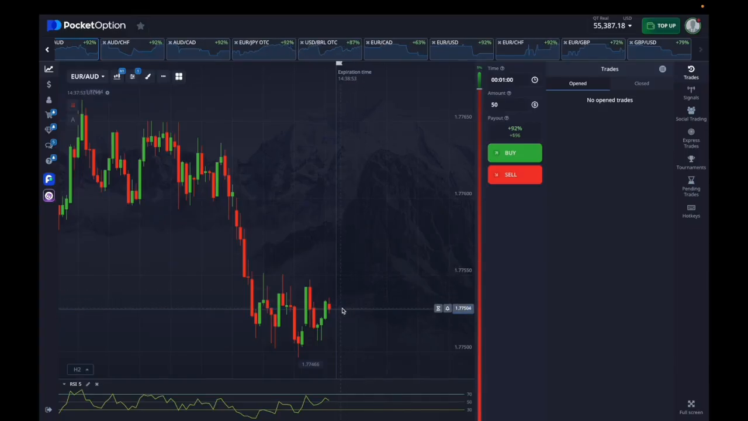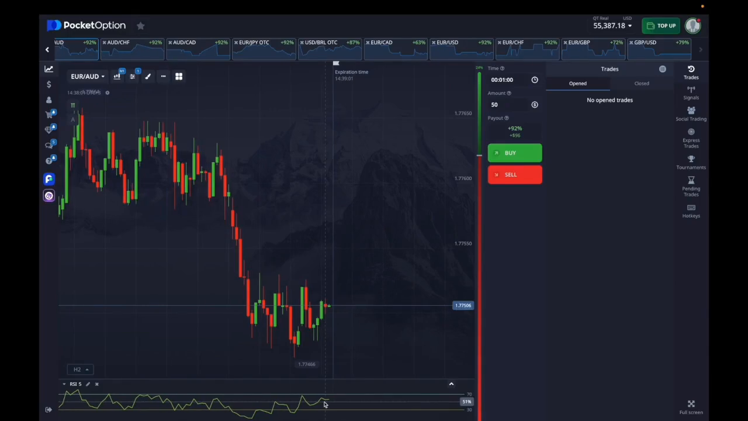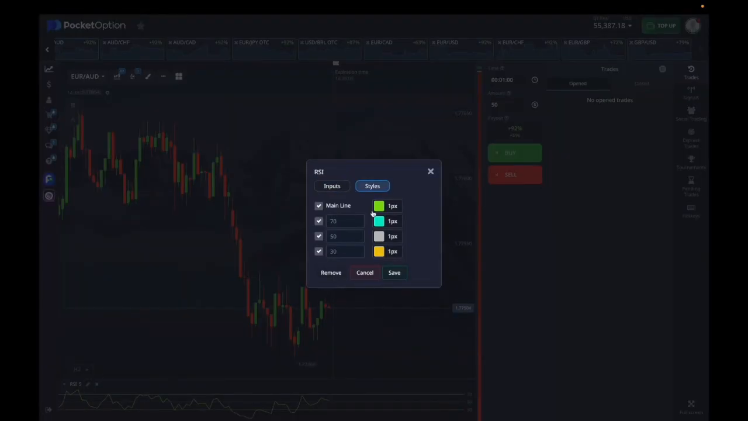What should be said in general about working with this indicator? Pay attention to the levels. There is an upper level at 70 and a lower one at 30. Let's also adjust the thickness of this line so it's more visible. Set it to 2 pixels and save.